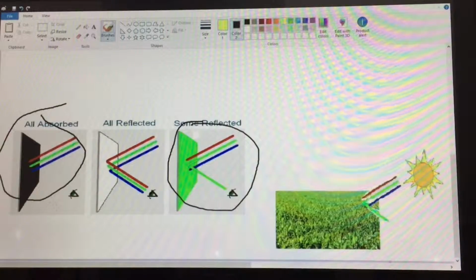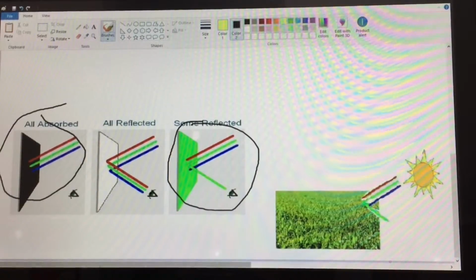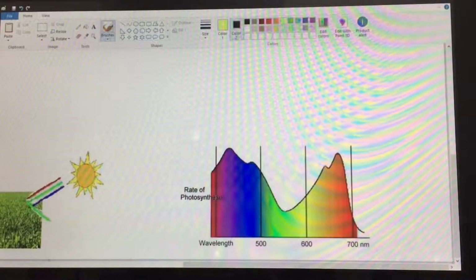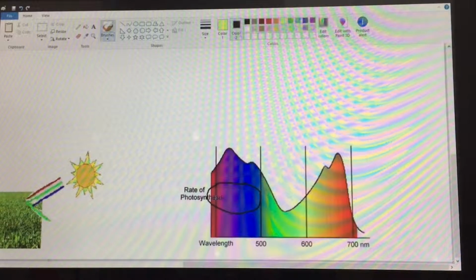Now, grass, as we have been using, best absorbs wavelengths that are 450 nanometers apart. So over here, which is indigo, and around 650 to 750 nanometers apart. So this area right here, which is orange and red.